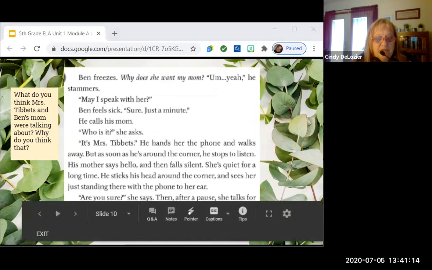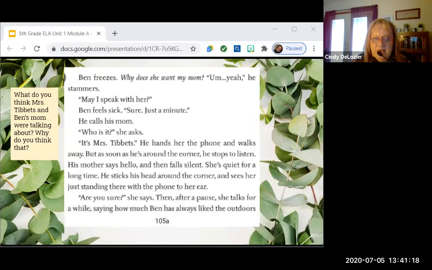Ben freezes. Why does she want my mom? "Yeah," he stammers. "May I speak with her?" Ben feels sick. "Sure, just a minute." He calls his mom. "Who is it?" she asks. "It's Mrs. Tibbets." He hands her the phone and walks away. But as soon as he's around the corner, he stops to listen.